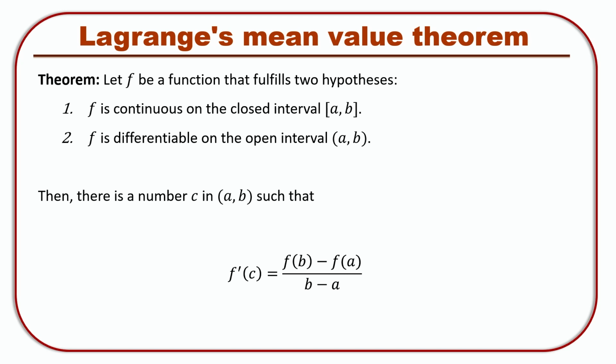It says that f is a function that fulfills two hypotheses. f is continuous in the closed interval [a, b] and f is differentiable in the open interval (a, b). Then the slope at some interior point c, where c lies between a and b, can be calculated using the values at the end points. So, how can you use that? The formula says that f dash of c is equal to f(b) minus f(a) divided by b minus a.